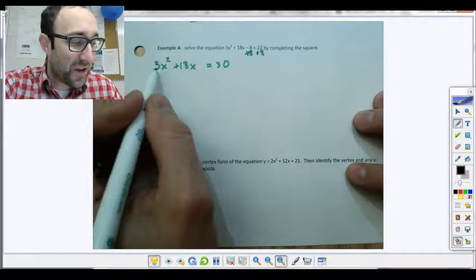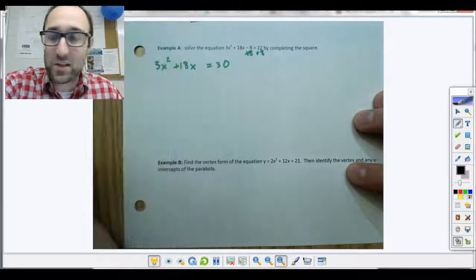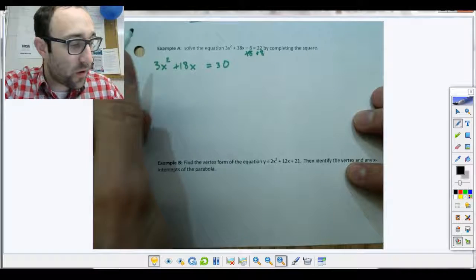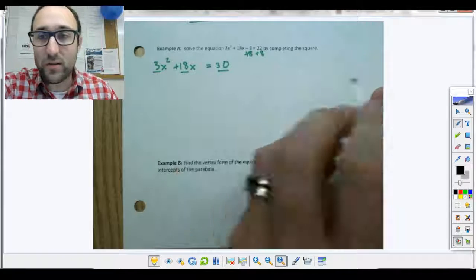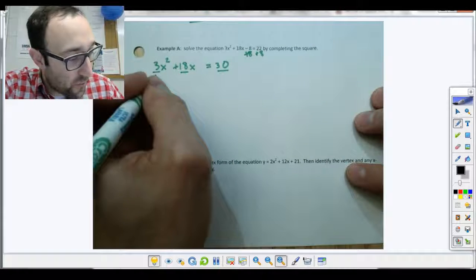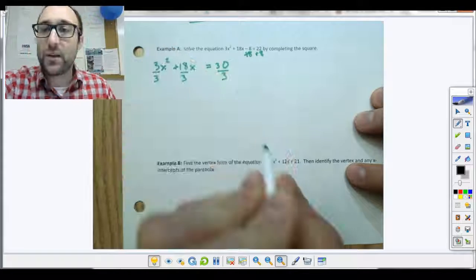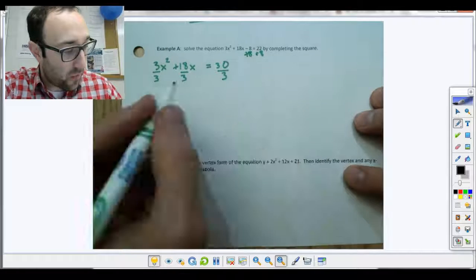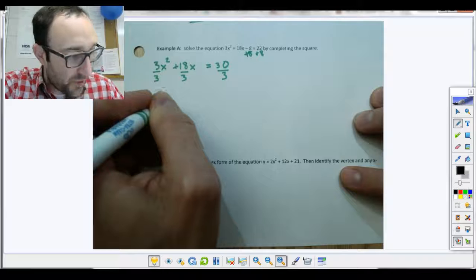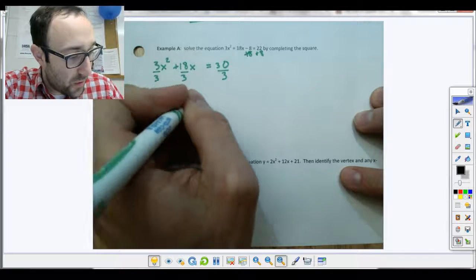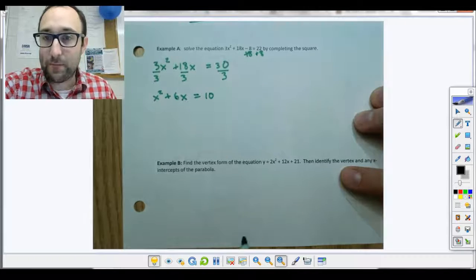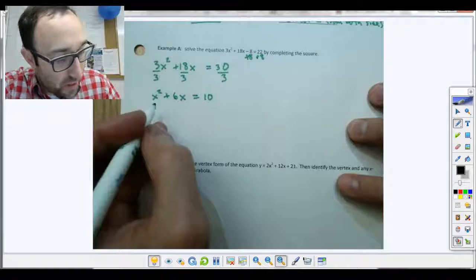Okay, so now I'm going to notice something, because I don't want to deal with 3x squared. That didn't really work out the last time I did this in the last video with just an x squared. So if I look at the 3 and the 18 and the 30, I notice they're all divisible by 3. If I divide every single term by 3, that's not going to change my equality, right? So I end up with x squared plus 6x equals 10.